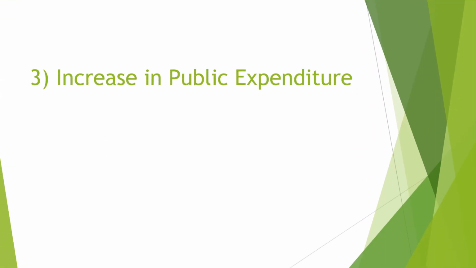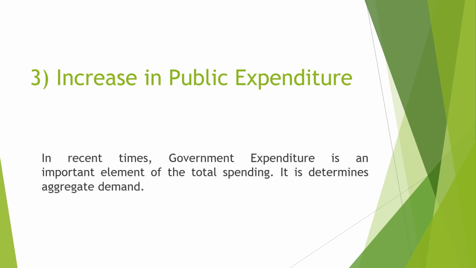Third one is increase in public expenditure. Now, as you must be knowing, in economy, you must have studied the national income, in which one of the components of national income is G. It stands for government expenditure. So what happens when the government is actually increasing its expenditure?